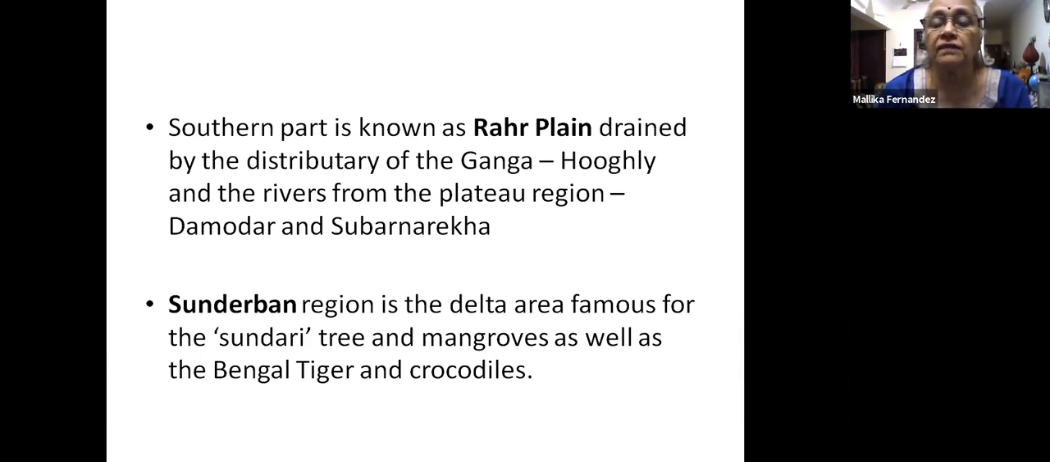The Hooghly River further breaks down, right? And it forms a sort of continuous region with Bangladesh. And that's where you have the tidal forest and that Sundari tree. And as I told you earlier, you have Bengal tigers, and you also have crocodiles in this area. Okay, so that's your lower Ganga plain.